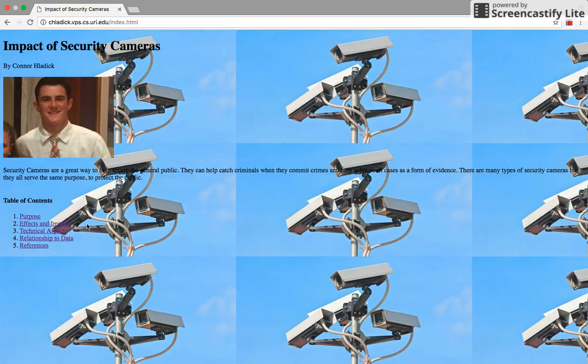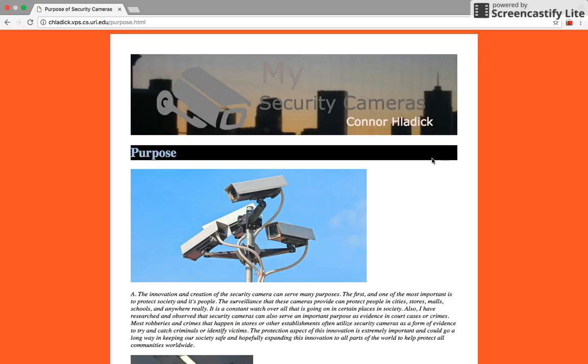Down here, we focused on a handful of prompts ranging from purpose, effects and impacts, technical aspects, relationship to data, and lastly, references used to develop the web page. I'm going to move to my purpose page, and before I get into the main material, I'm going to describe how I created my banner up top, which is a hyperlink, also through HTML tags.